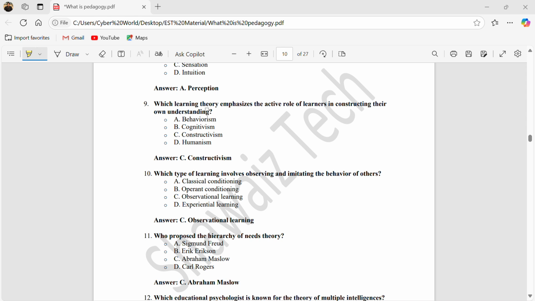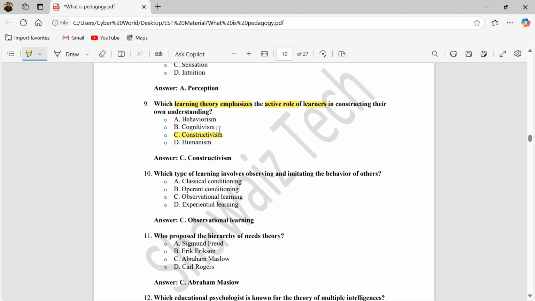Which learning theory emphasizes the active role of learners? So he is asking which learning theory basically emphasizes the active role of learners in constructing their own understanding. Behaviorism is not, cognitivism is not, constructivism is yes. So the correct answer is constructivism.